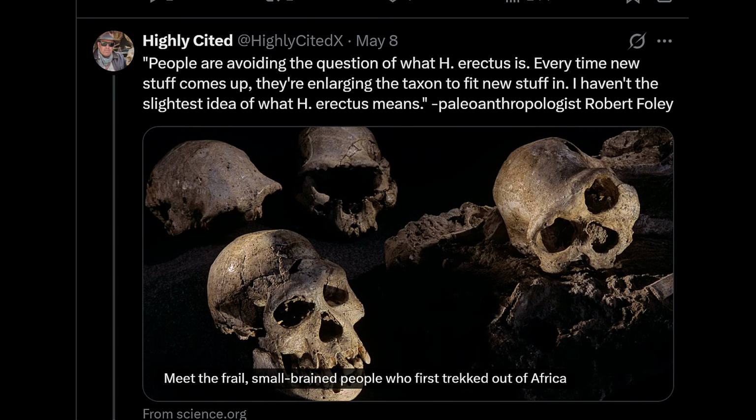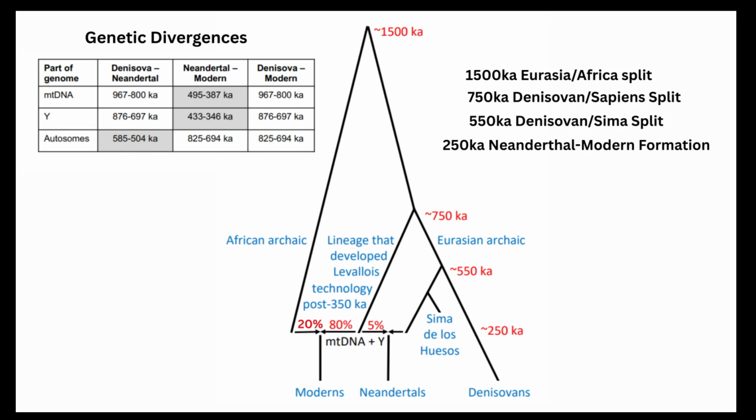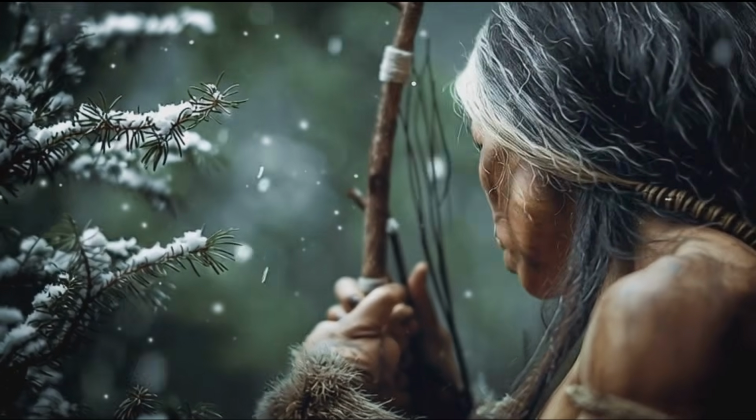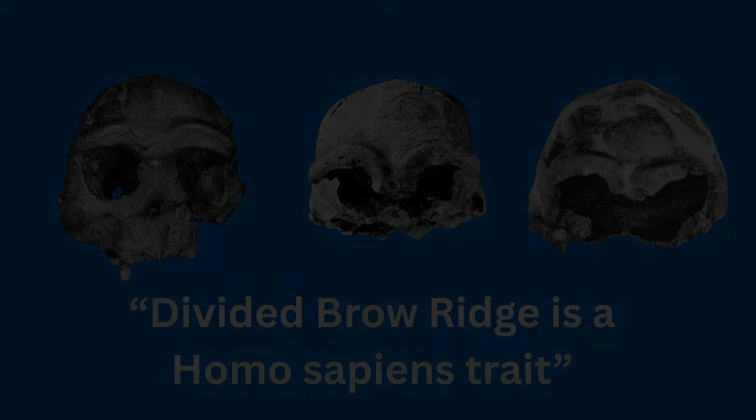The next major turning point arrives around 750,000 years ago. This is where the Eurasian Archaic branch itself divides again. One branch heads toward the Denisovan and Heidelberg lineage, associated with populations such as those connected to Sima de los Huesos. The other branch leads toward what Reich labels the modern lineage.